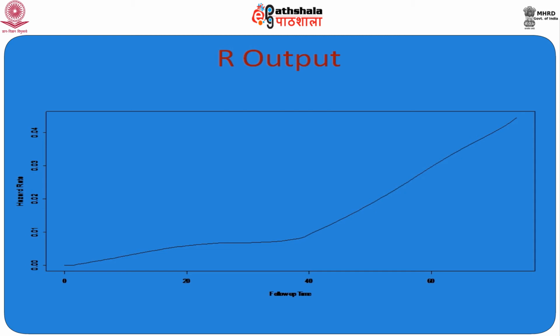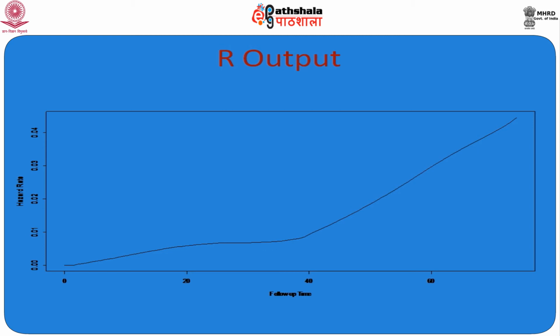This is the estimate given by muhaz. So again here the follow-up time is given on the x-axis and the hazard rate on the y-axis. Here is how the hazard rate changes throughout the survival time as given by the muhaz function. And again this is an estimate. Here we are not giving any confidence interval, only the kernel based estimate is given for the muhaz function.